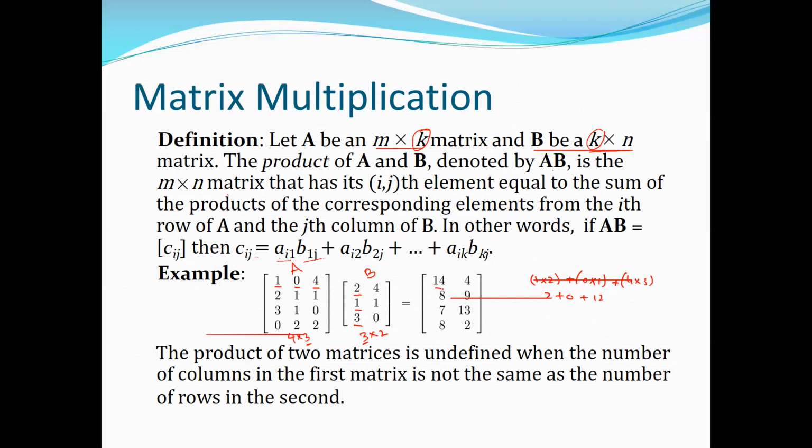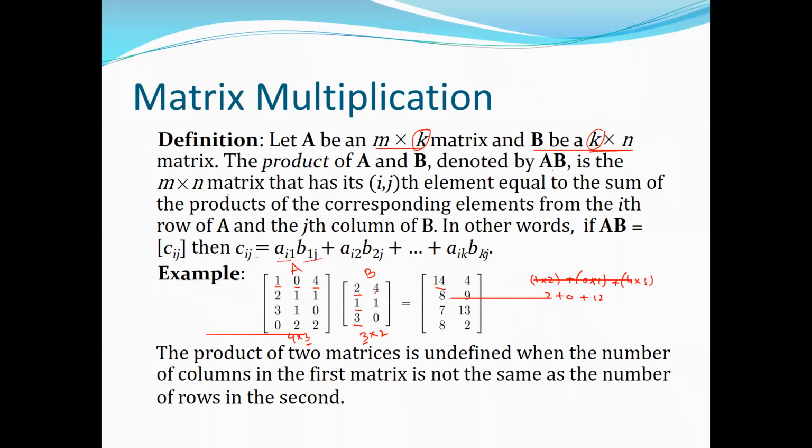So how we obtained this 14 is by this formula, right? That's why this says Ai1 B1j, plus Ai2 B2j. Now you understand this one, plus Ai3 B3j, and so on, up to AiK into BKj. Right? So that's how we have obtained it.